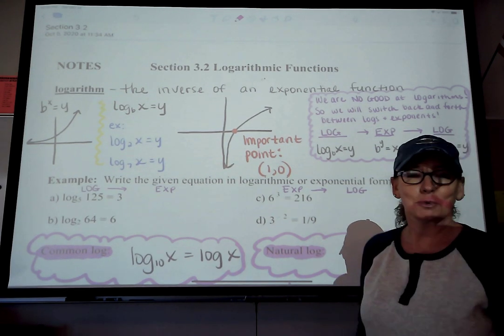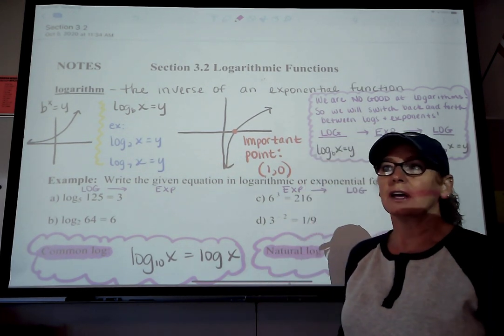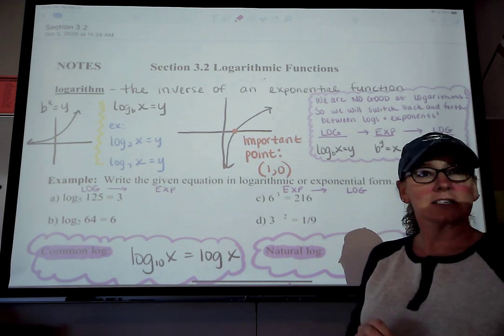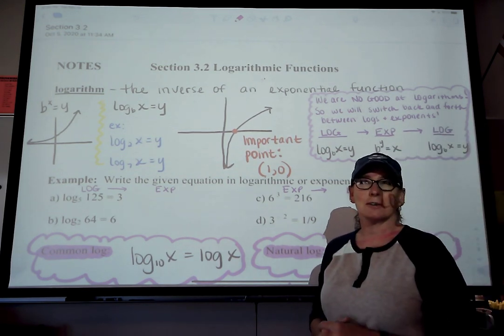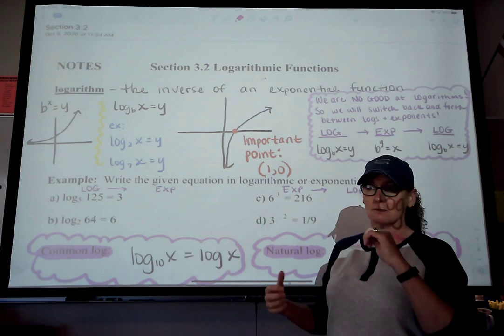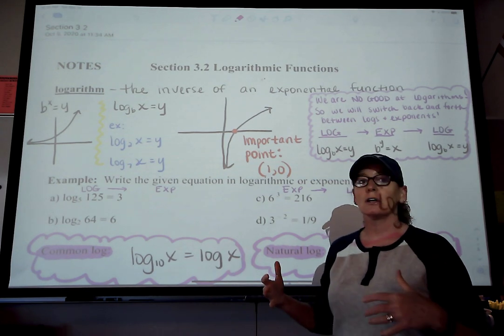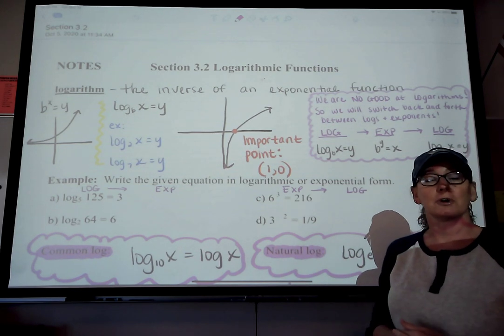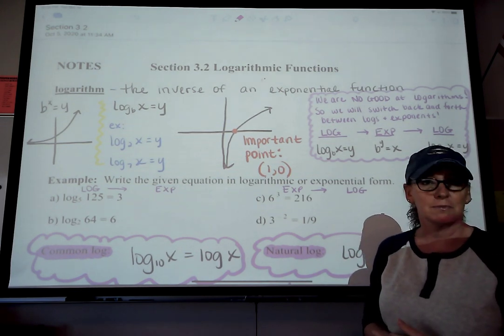Hey guys, have your notes pulled up for section 3.2. This section is all about logarithms. That might make some of you nervous because some of you have a fear of logarithms, or maybe an aversion to logarithms, because maybe that didn't go so well when you were in Algebra 2, and that's understandable.